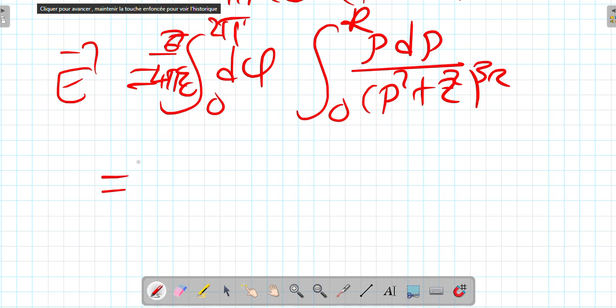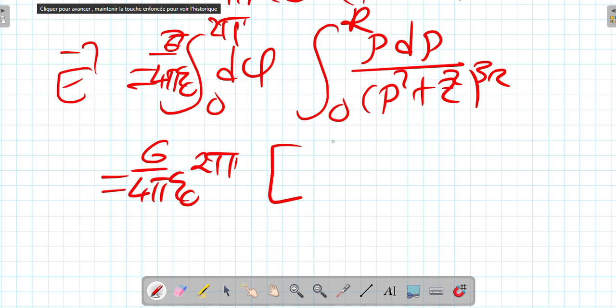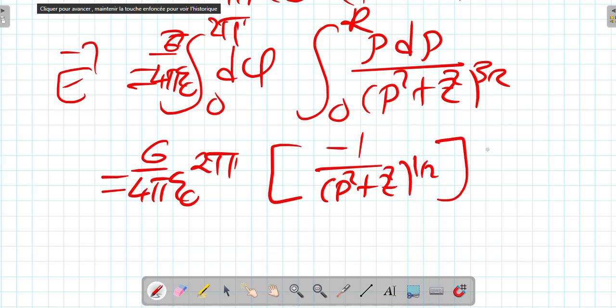I've not shown you how to integrate this one, but if you're clever enough and know how to integrate this one, you can do it. But from here, we know that this integral over phi will just give us 2 pi. So here we're going to have sigma over 4 pi epsilon 0, then this integral will give us 2 pi. Then the integral here will give us negative 1 over rho squared plus z squared to the power 1 over 2, from 0 to r.